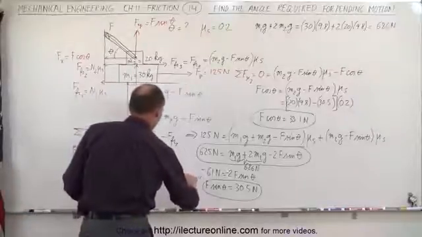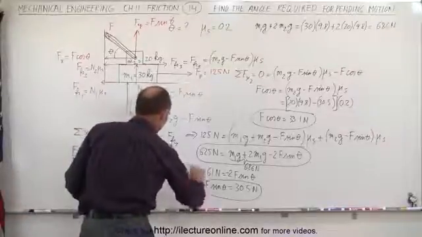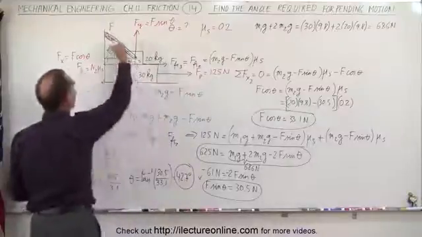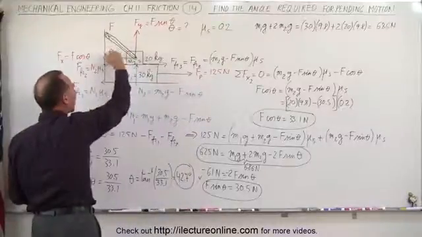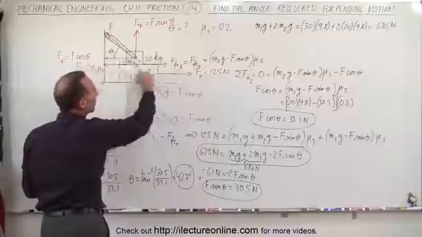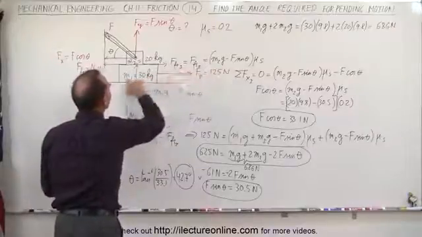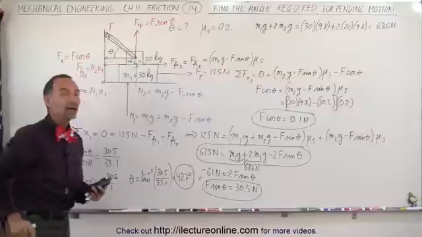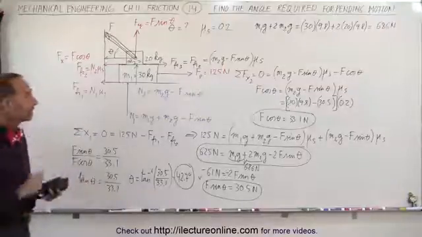So 42.7 degrees, and that will be the angle that the bracket will have relative to the horizontal when we're just about ready to start pulling hard enough so that M1 will begin to slide. And that's how you find that angle.